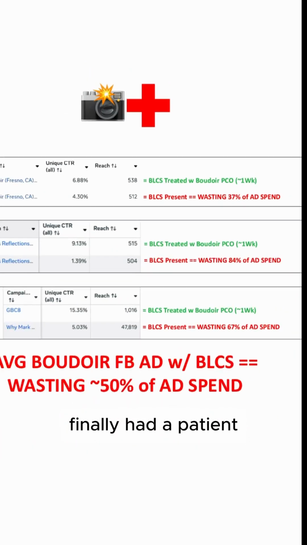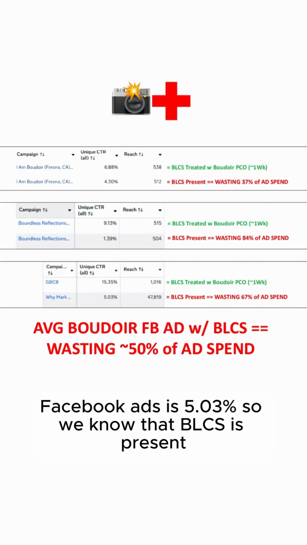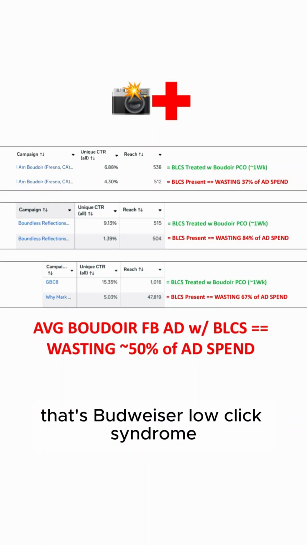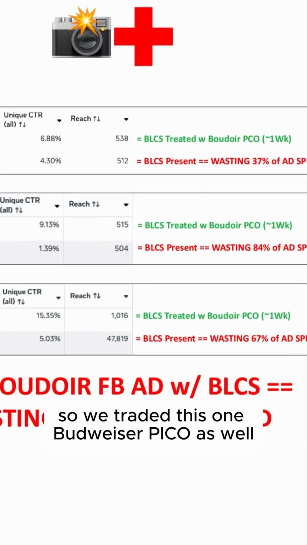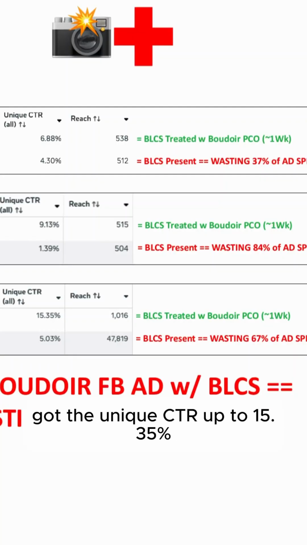Finally, had a patient who says the unique CTR of his Boudoir Facebook ads is 5.03%. So we know that BLCS is present. When unique CTR is under 6%, that's Boudoir low-click syndrome. So we treated this one with Boudoir PCO as well. Did really good with this. Took about a week. Got the unique CTR up to 15.35%.